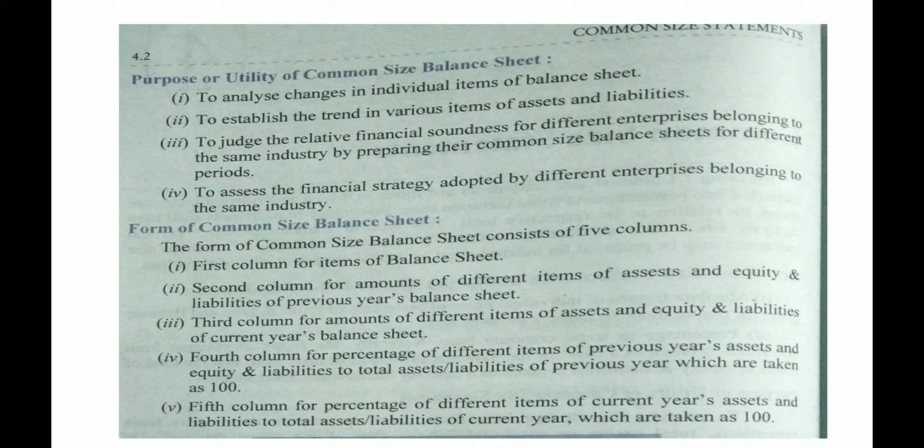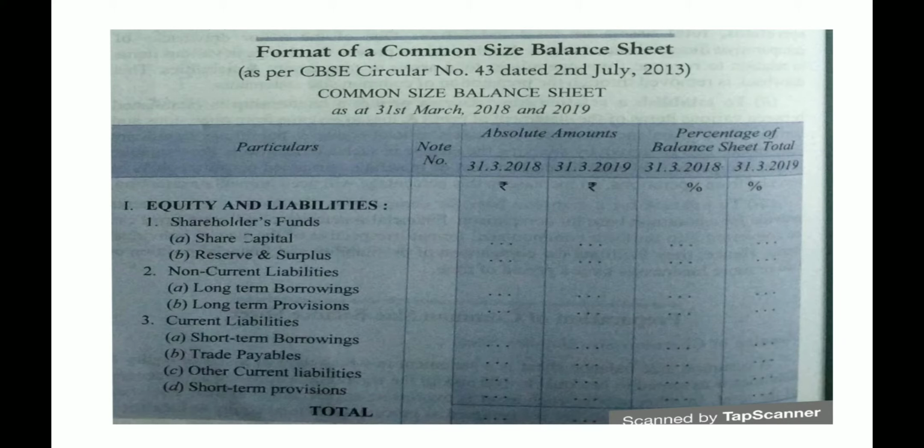Form of common size balance sheet. The form of common size balance sheet consists of 5 columns. First column for the items of balance sheet, it is written as particulars. Second column for different items of assets and equities previous year. Next, third column is current year. Fourth column is used for previous year assets and equity, liability, and fifth column for current year. So here you can see the format of common size balance sheet. This is the format of common size balance sheet.